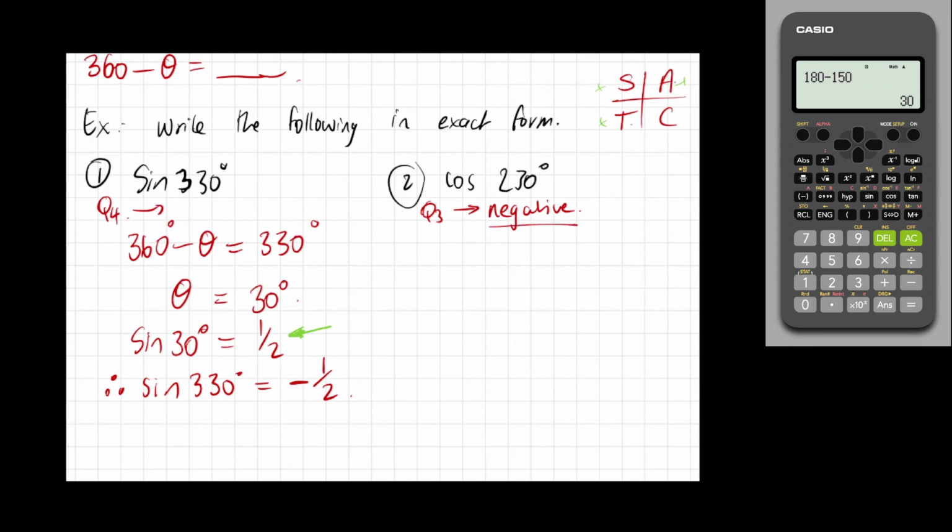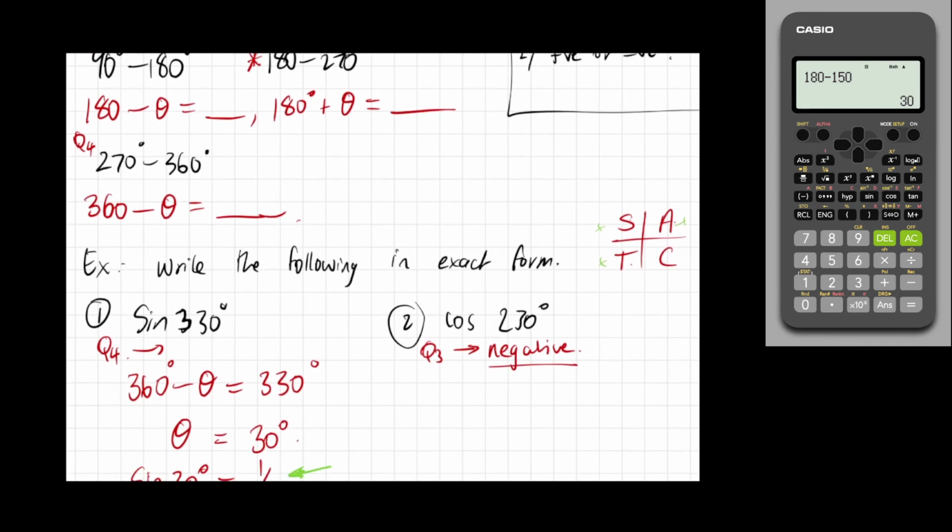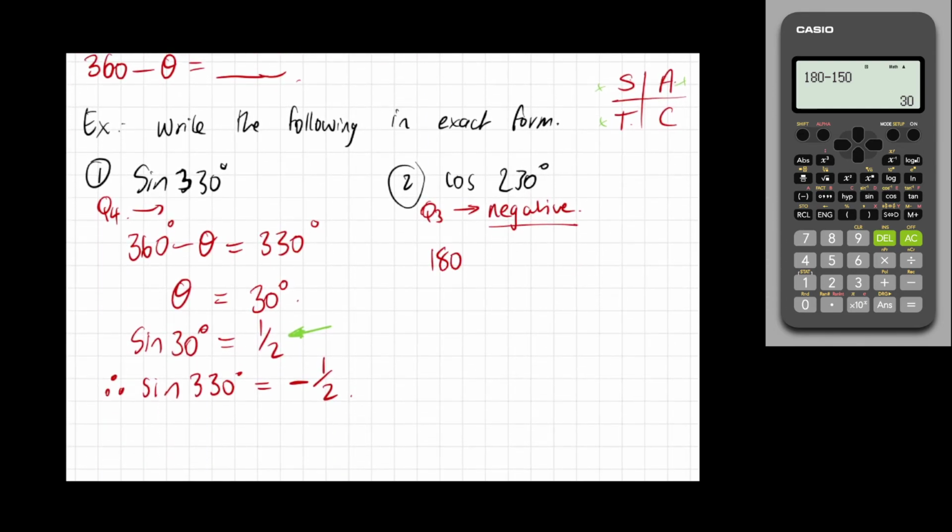Okay, so 230 degrees is within the 3rd quadrant. So looking at my rules here, this is Q2, this is Q3, this is Q4. Which of my rules am I going to use? I'm going to be using this one here. So it's 180 degrees plus something gets me to my answer. So 180 degrees plus what gives me my 230 degrees, okay? Well, it's just equal to 50 degrees, okay? So theta is equal to 50 degrees.